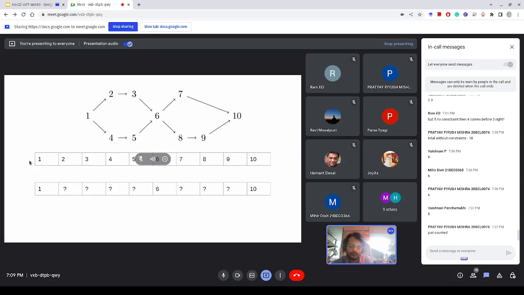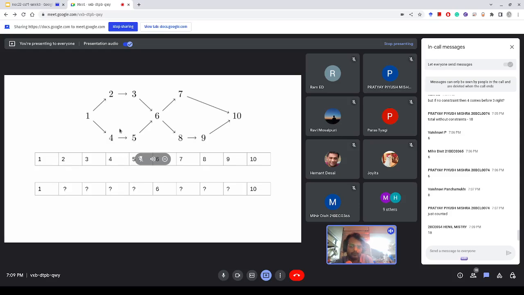So let's look at the first order that we had here: 1, 2, 3, 4. So 2 is coming before 3, so the edge goes from 2 to 3. If we switch 3 and 2, then you are going to be in trouble because you'll have the edge 2 to 3 coming backwards.